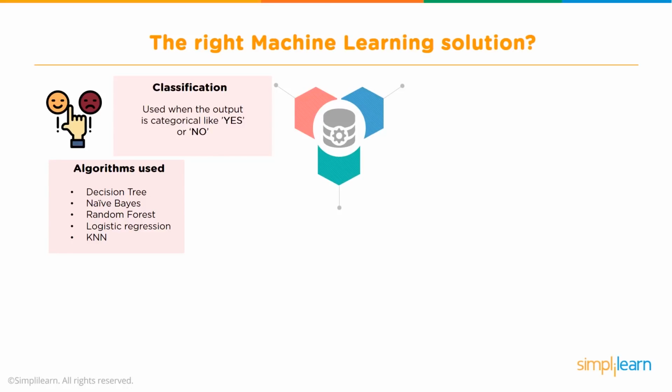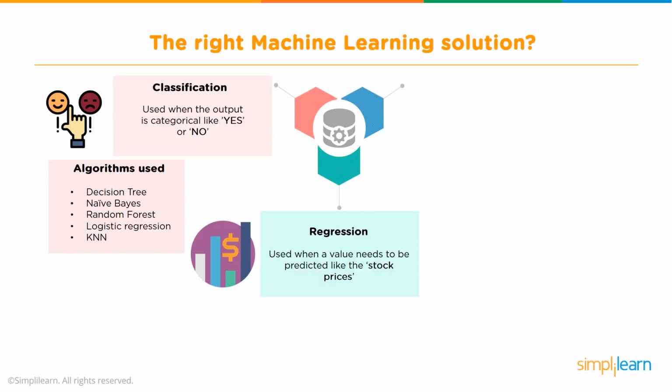The next kind is regression. This kind of method is used when the predicted data is numerical in nature. Like if the shopkeeper wants to predict the price of a product based on its demand, he would go for regression.